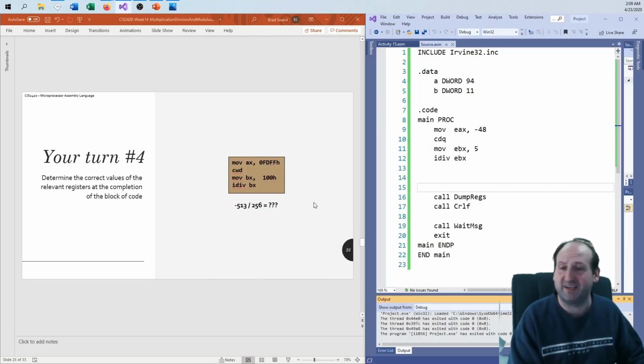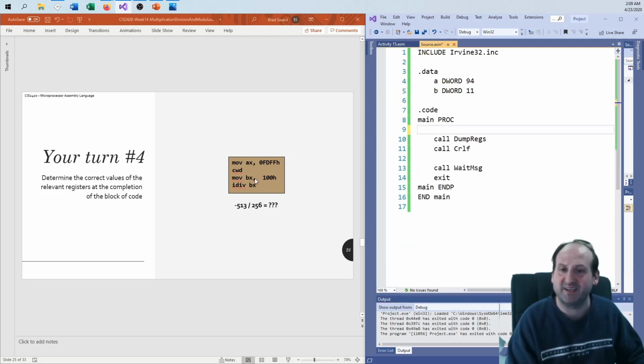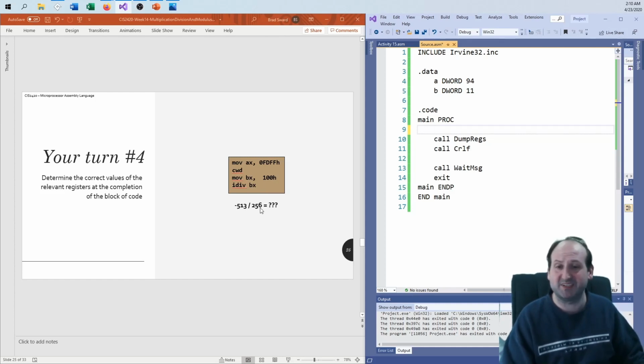So, our final turn before we move on to other things related to multiplication and division. What have I got here? What is the result if I put FDFF into the AX register? That's a word, and I convert that into a double word, so CWD. I do a move, and I put 100 hex into this, and 100 hex is 256. So I do an IDiv, and so I get -513 divided by 256. If I do this right, I should get -2, remainder -1.